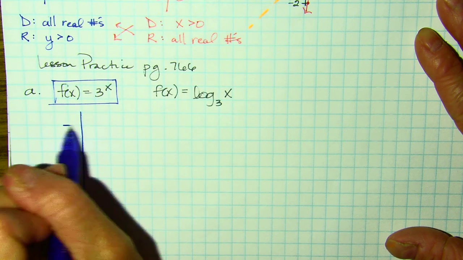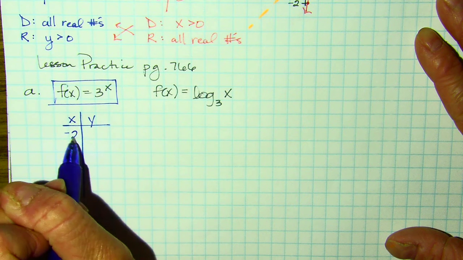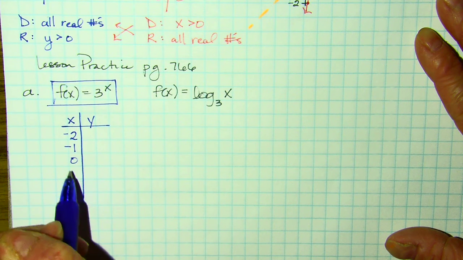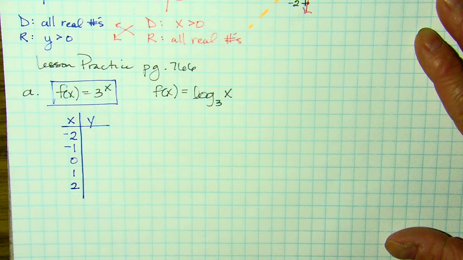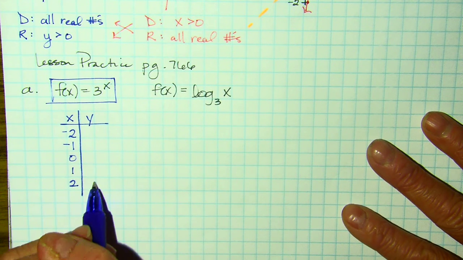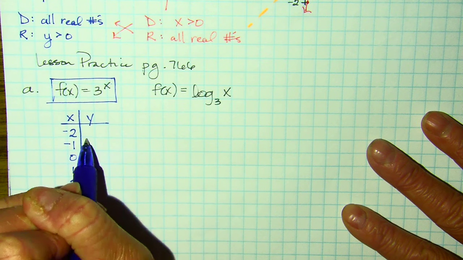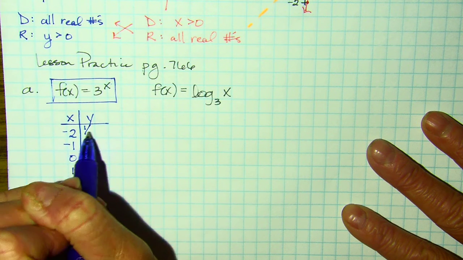And I'm going to not do as many because these get really large. So I'm going to do -2, -1, 0, 1, 2. So 3 squared, which would be the 2, is 9. 3 to the first is 3. 3 to the 0 is 1. This is 1/3. This is 1/9.